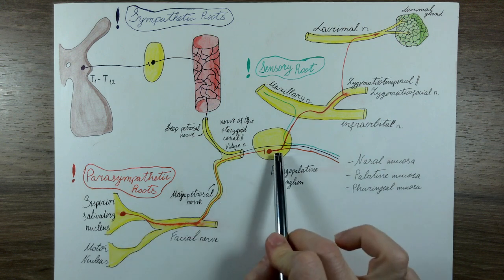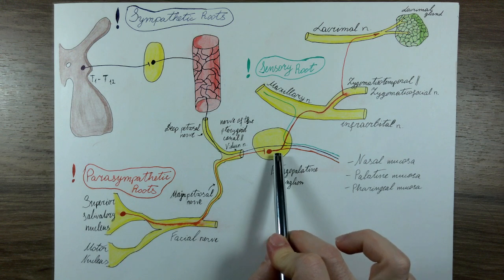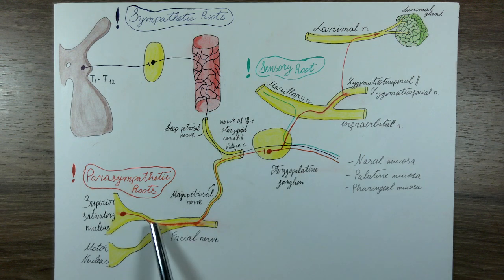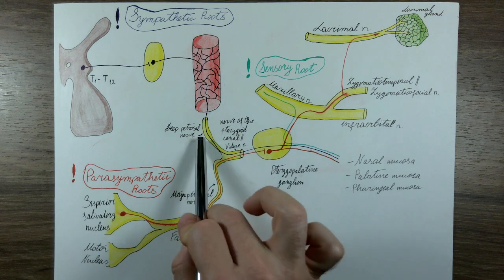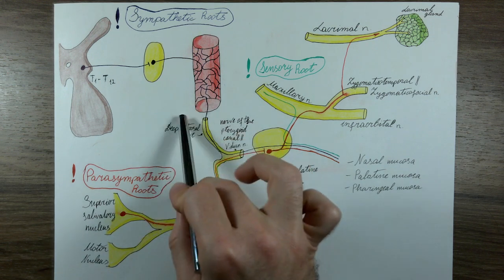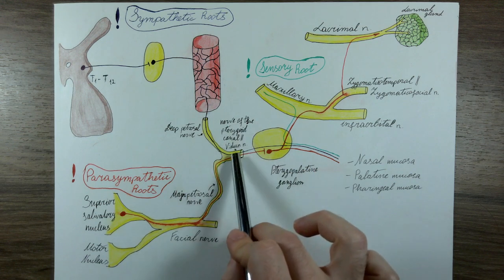Okay, and speaking of the parasympathetic fibers, where are these coming from? If you trace them back, you would see that they come from the superior salivatory nucleus of the facial nerve. Part of these fibers from this nucleus would branch off as the greater petrosal nerve. Now, this greater petrosal nerve connects with another nerve, which is called the deep petrosal nerve, and those two together are called the nerve of the pterygoid canal.